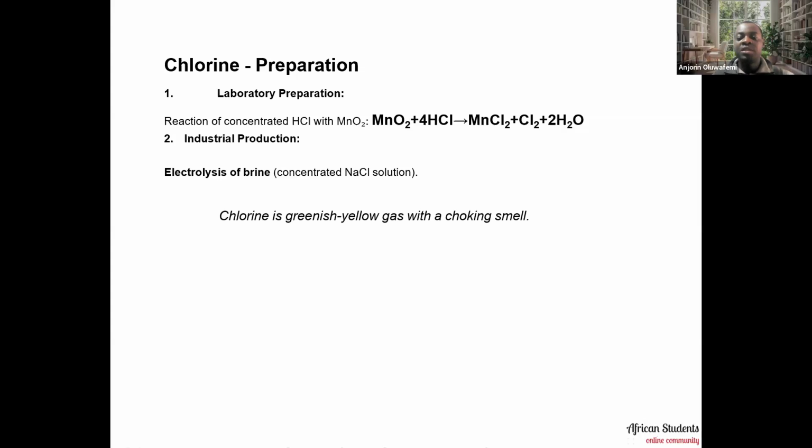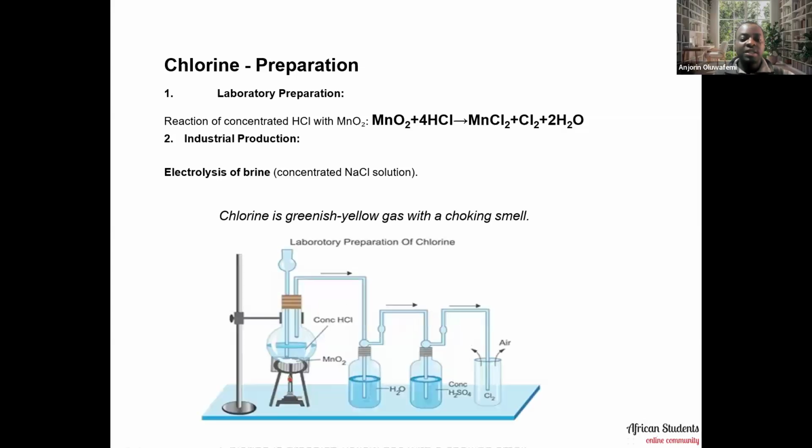So chlorine is a greenish yellow gas with a choking smell. Unlike hydrogen, it is not colorless, but it has a greenish yellow color and a choking smell. Okay, so this is just like a setup for the production of chlorine, like we can see, the manganese oxide reacting with concentrated HCl. And then we see our chlorine gas being produced in the process. Okay, all right, so that's how to produce that.